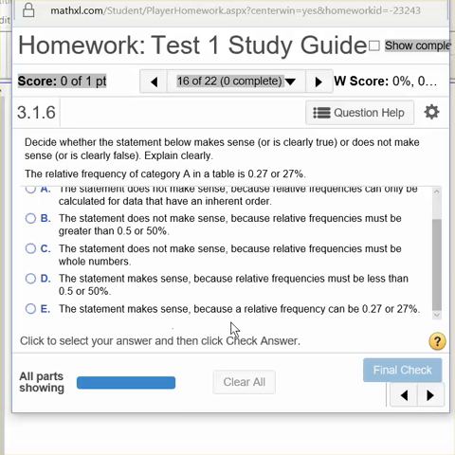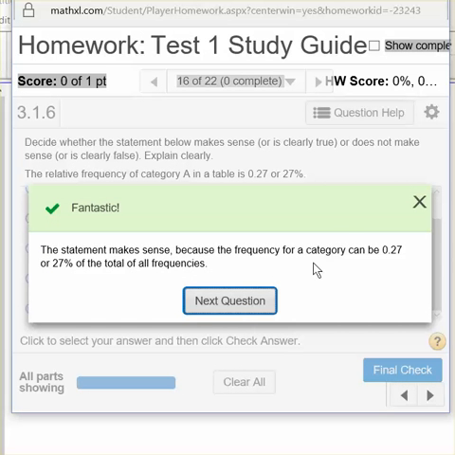And E, the statement makes sense because a relative frequency can be 0.27 or 27%. Yay! Okay, so hopefully that's cleared up some of your questions on relative frequency.